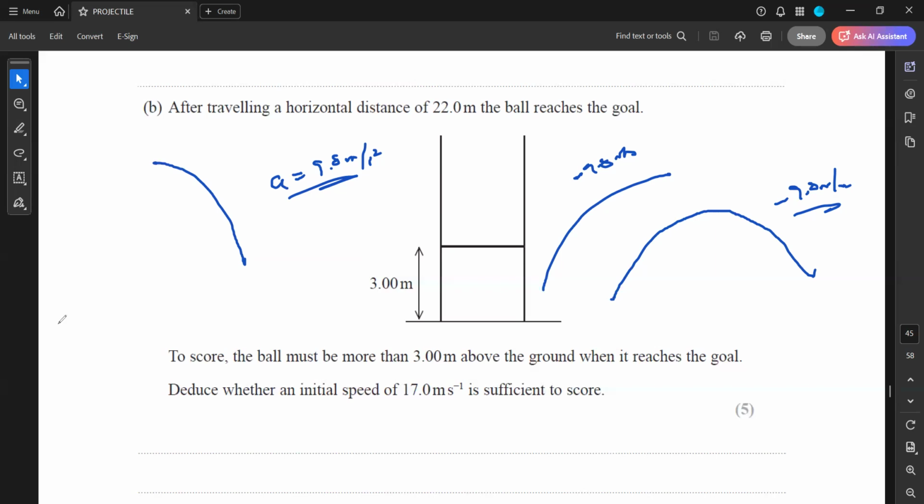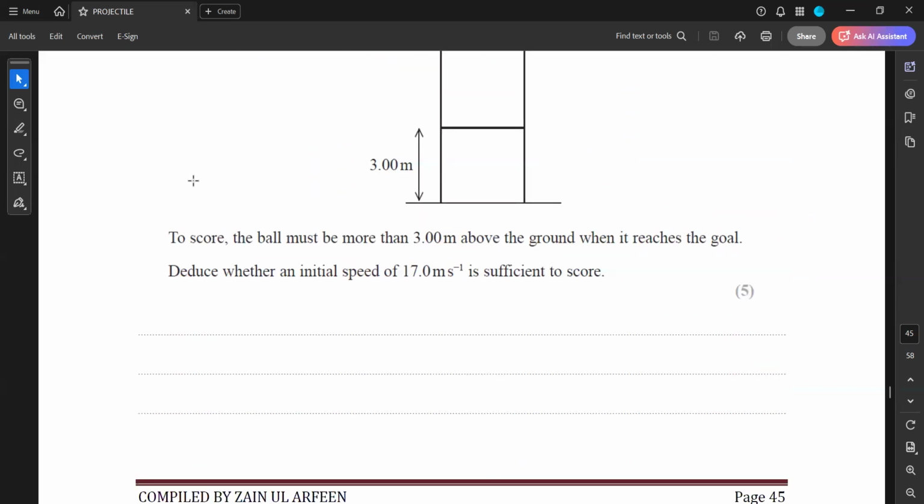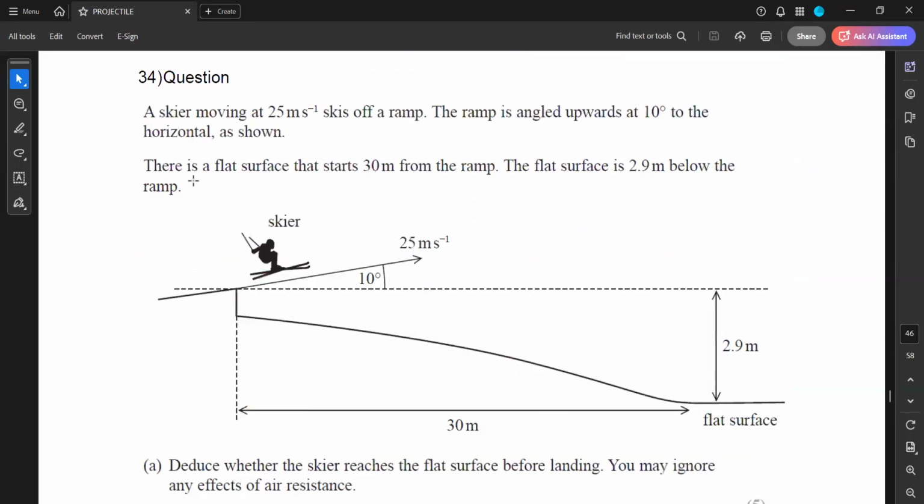So whenever there's an upward motion, acceleration is always negative. When it is a fall, we consider acceleration as positive. Like in this case, when I solve a question where a skier is moving and coming down, I'll take acceleration as positive 9.8, like if he was coming down horizontally in this manner.